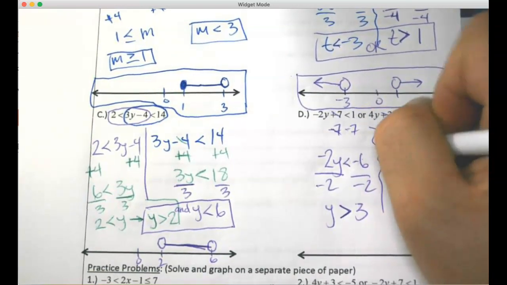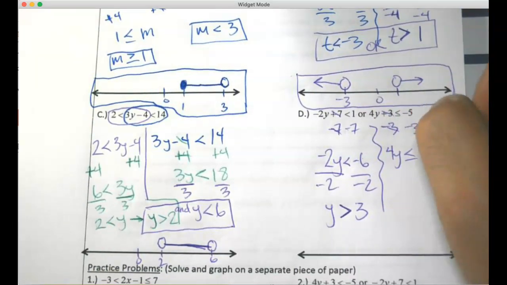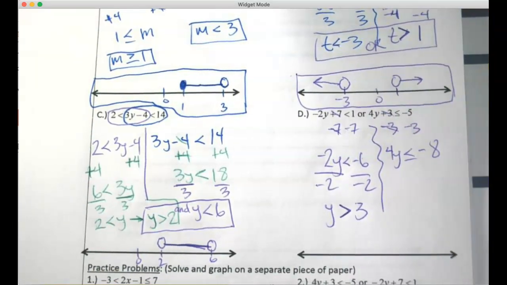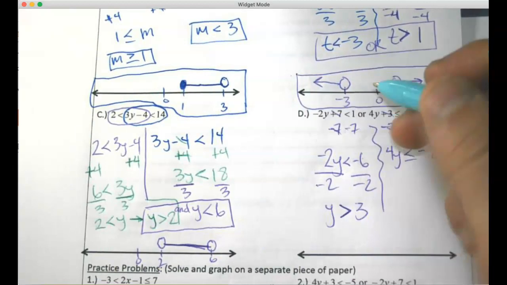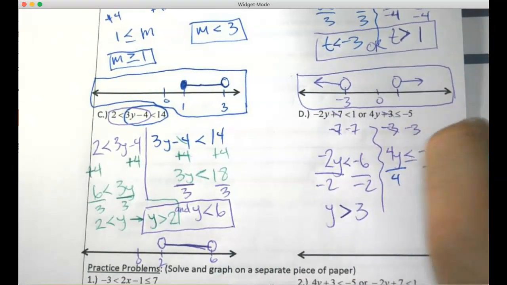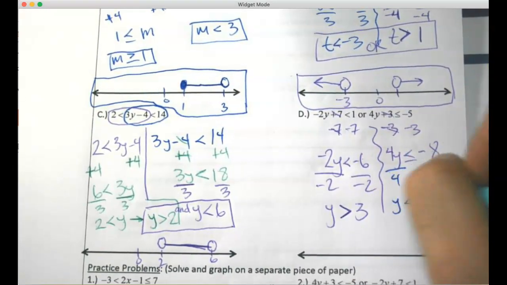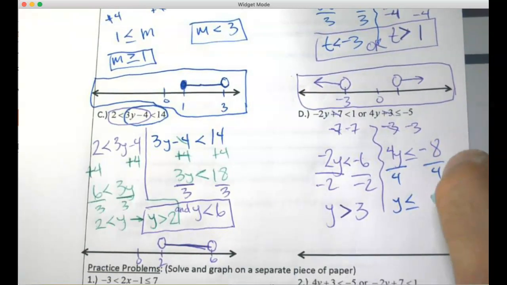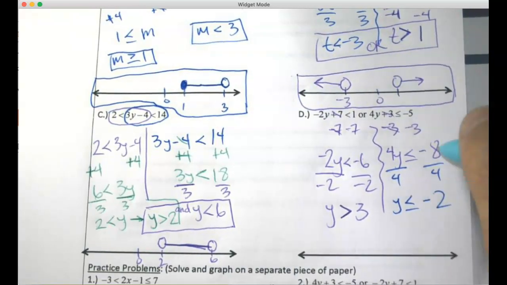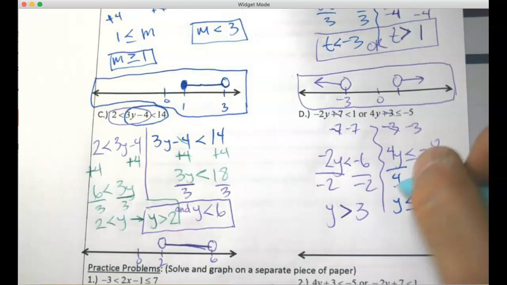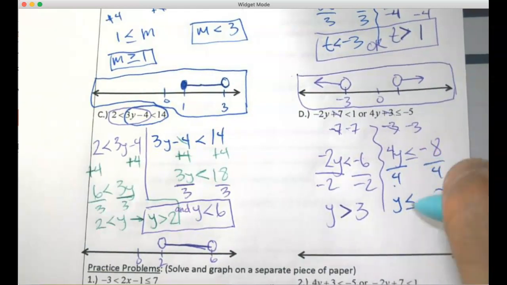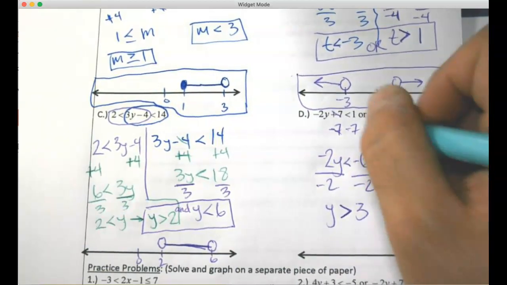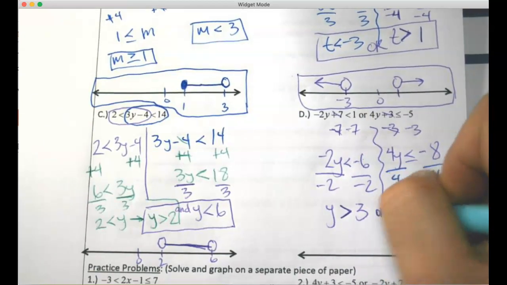And then on the other side here, subtract 3, first step. Bring down the 4y. Negative 5 minus 3 is negative 8. Next step is going to be to divide by 4. And don't flip the symbol because you're dividing by a positive 4. Negative 8 divided by 4 is negative 2. Again, the 8's negative, but you divide both sides by a positive number. Don't flip the symbol. It had the word or to begin with, so it should continue to have the word or at the end.